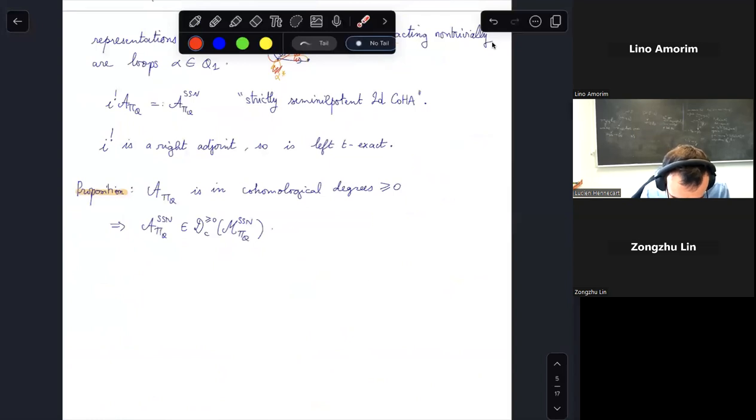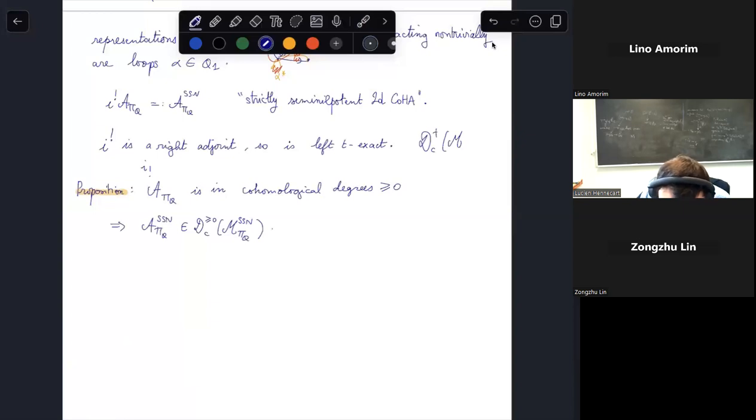Okay. Some essential result is this one. So this I upper Schrick is a right adjoint. It's right adjoint to I lower Schrick. And so in particular, it's left t-exact for the standard t-structures on the constructible derived category of M pi Q and the corresponding one for strictly semi-nilpotent. And since, I didn't explain this in detail, this constructible complex sheafified CoHA is in non-negative cohomological degree for the standard t-structures. I explained this for the perverse t-structures, but it's also true for the standard one. You deduce that the strictly semi-nilpotent sheafified CoHA is concentrated in non-negative cohomological degrees for the standard t-structures.